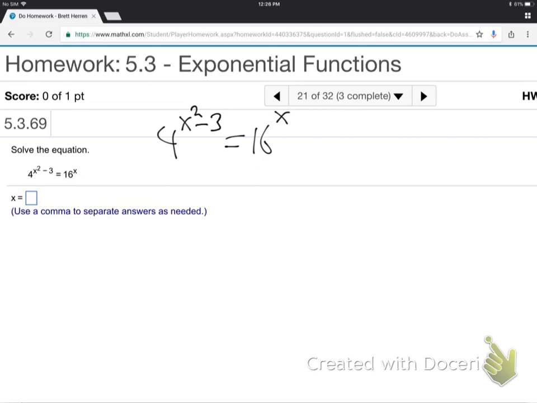All right, so try that one. Make the bases the same, right? X is in the power again. Make the bases the same. Set the powers equal. And you're going to have another x squared equation.